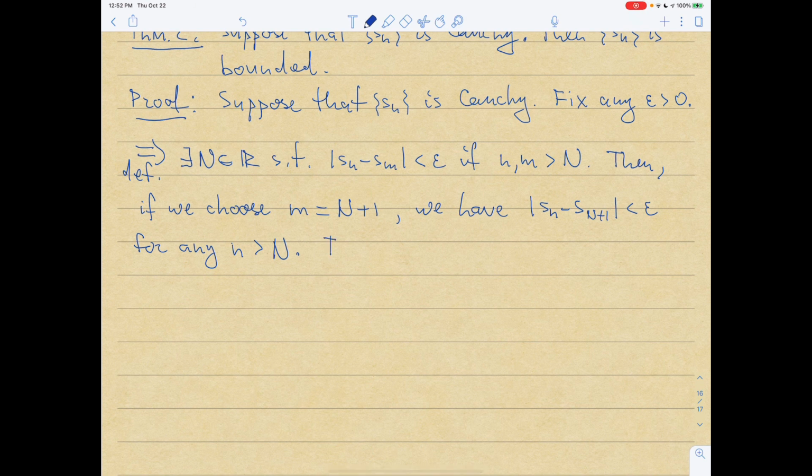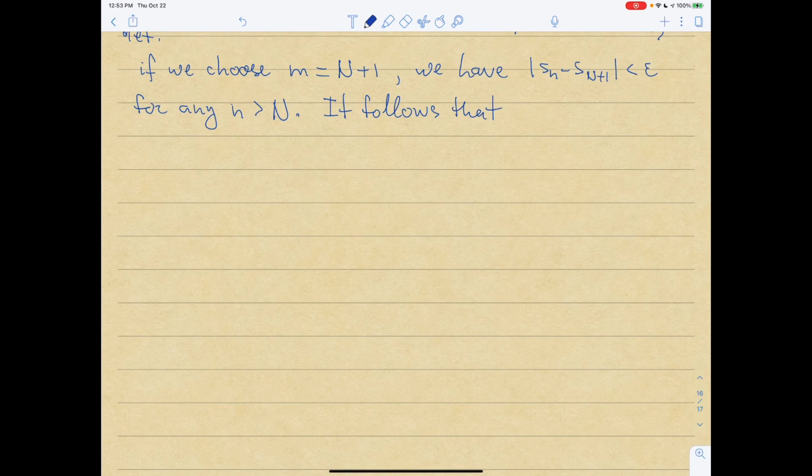So then it follows that if I remove the absolute value sign, Sn minus S capital N plus 1 without the absolute value sign is less than epsilon and bigger than minus epsilon if n is greater than capital N. Add S capital N plus 1 to both sides: S capital N plus 1 minus epsilon is less than Sn, which is less than S capital N plus 1 plus epsilon, if n is bigger than capital N.